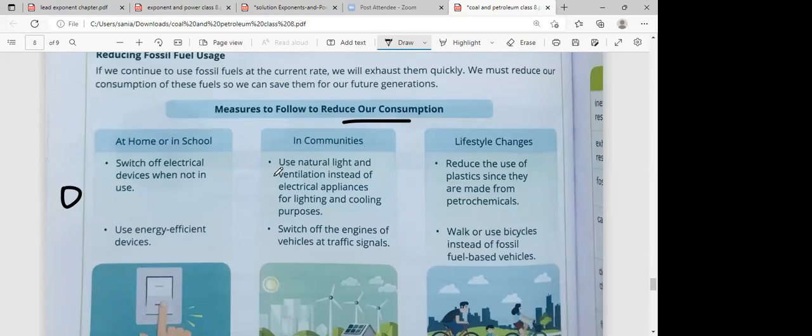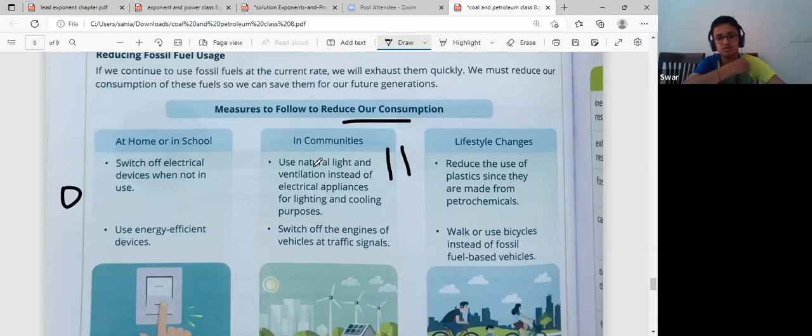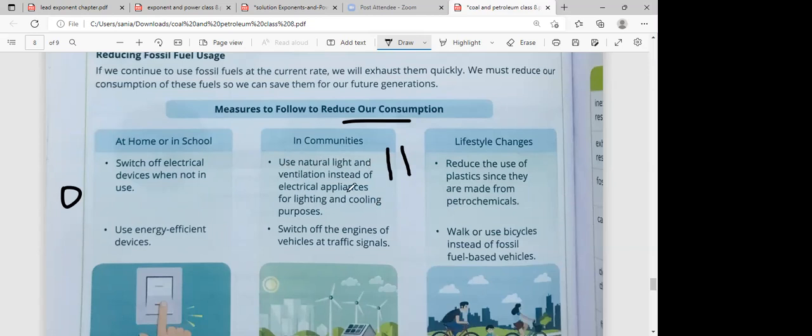In communities, for example, in general, like in parks and streets, use natural light and ventilation instead of electric appliances for lighting and cooling purposes, right? And switch off the engines of vehicles at the traffic signal. Next, lifestyle. Reduce the use of plastic since it is made up of petrochemicals. And next, walk or use a bicycle instead of fossil fuel based vehicles.